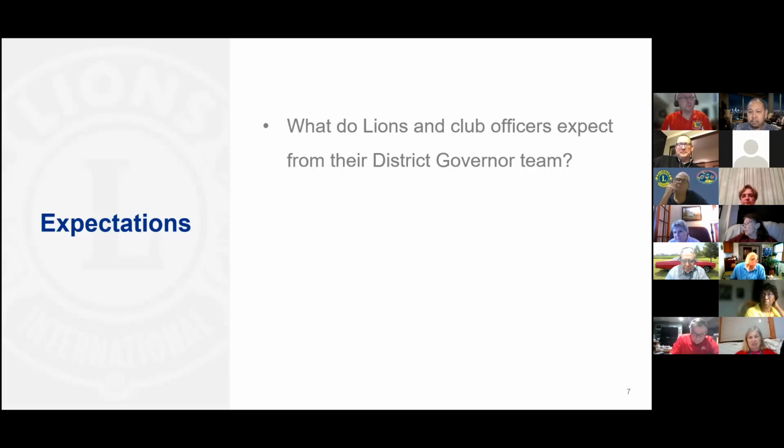And as we move to room four, Claudio Bun Camper. Did I say that close? Yes, Bun Camper, yes. Claudio, what were the top two things the district governor team should do to be successful?